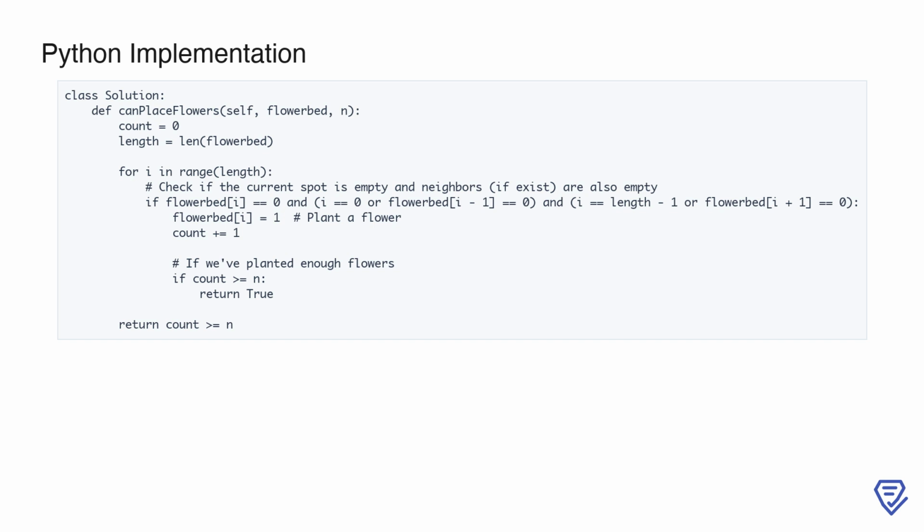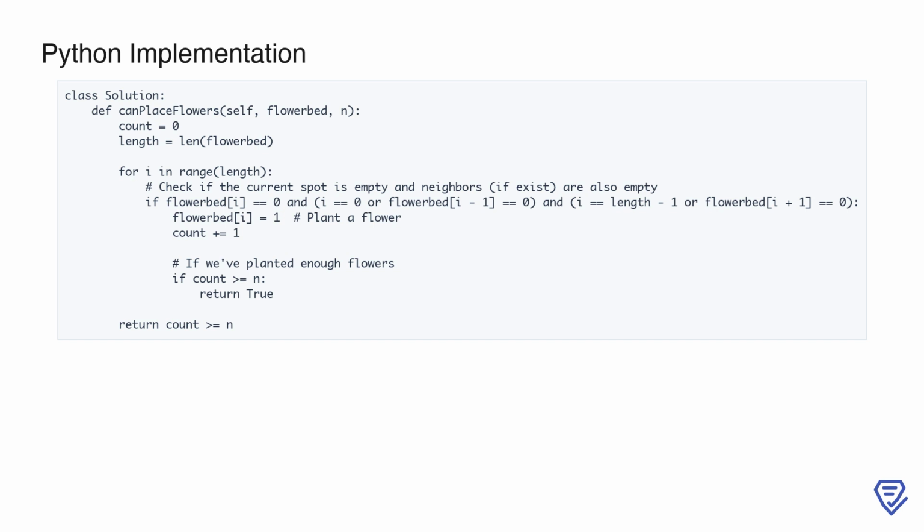This is done by checking i equals 0 or flowerbed[i-1] equals 0, which ensures the left neighbor is empty, or doesn't exist if i is 0. And i equals length minus 1 or flowerbed[i+1] equals 0, which ensures the right neighbor is empty, or doesn't exist if i is the last plot.